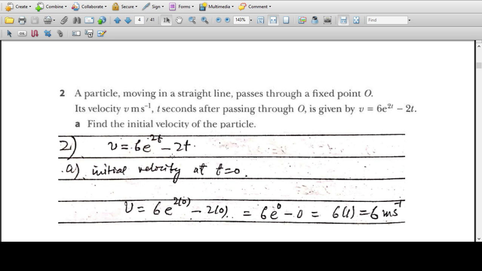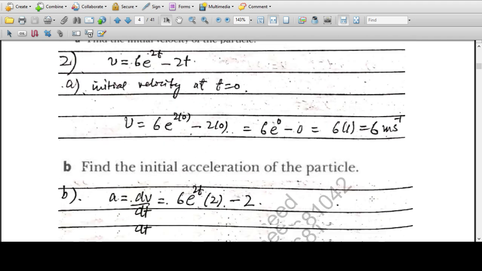So the velocity is given as 6e^(2t) − 2t. So at t = 0, the initial velocity will be obtained. Placing t = 0 here, the velocity is obtained as 6 meters per second, because at t = 0 this becomes 1 and this becomes 0. So v = 6 meters per second.